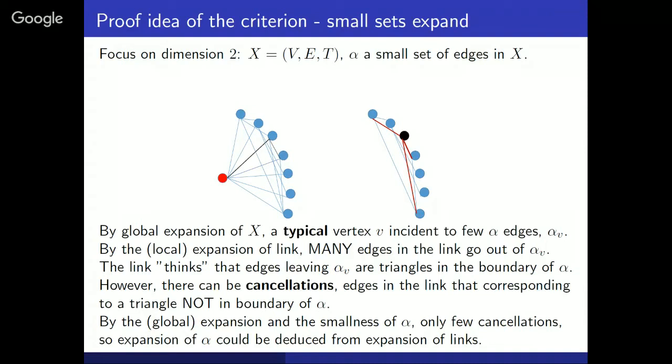I don't know if this gave you some flavor of what's going on, but this is the idea behind everything. Every link thinks that something is in the boundary, but there can be some cancellations; due to the global expansion, there are few cancellations. So if many links think that the boundary of alpha is going to be large, this is indeed going to be the case. But all this argument only works for small sets.